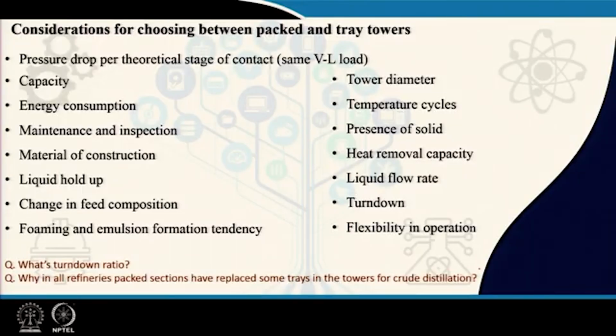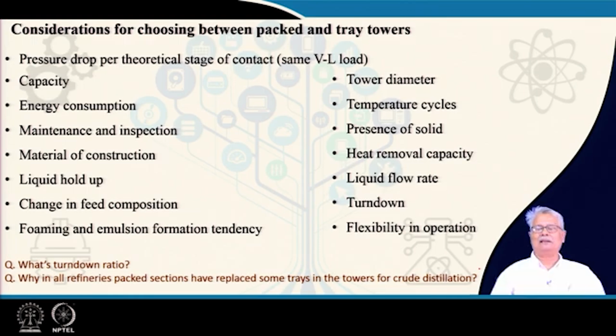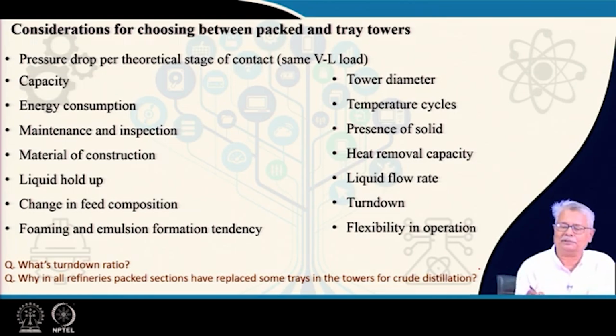To start with, we need to know what the basic considerations are for choosing between the packed and the tray towers. So, we have two options of vapor liquid contacting, that is what we have been focusing on, and we need to find out what exactly are the advantages and the limitations of each type. Here we have a few considerations listed.